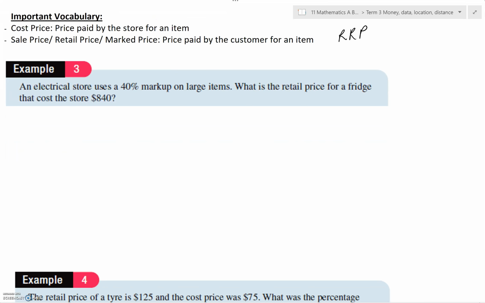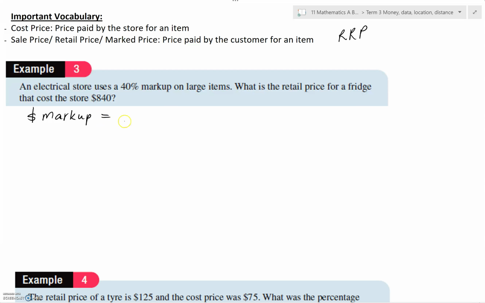So this first one, an electrical store uses a 40% markup on large items. What is the retail price for a fridge that cost the store $840? So it's asking you how much the end user is going to pay. Now, there are various ways you can do this. I'm going to show you one way and we'll talk about another possible way. So dollars markup is what I'm going to find first. How much was the markup put on there in terms of dollars?